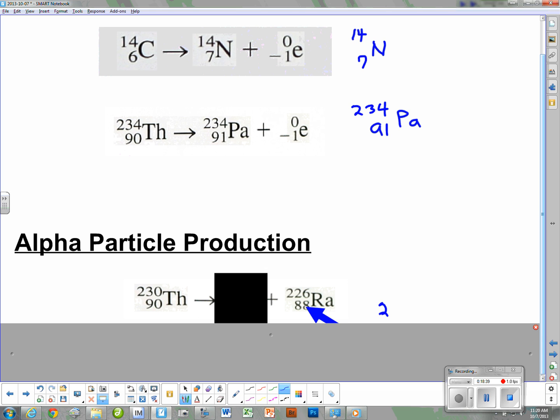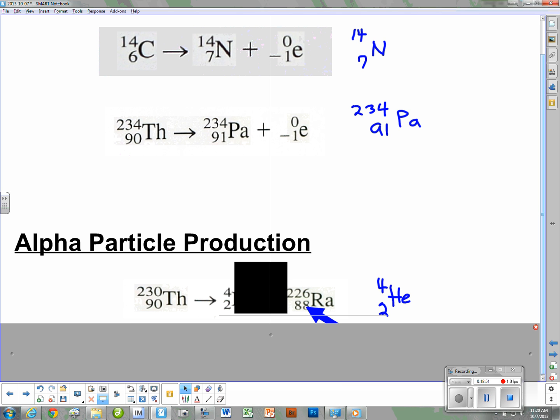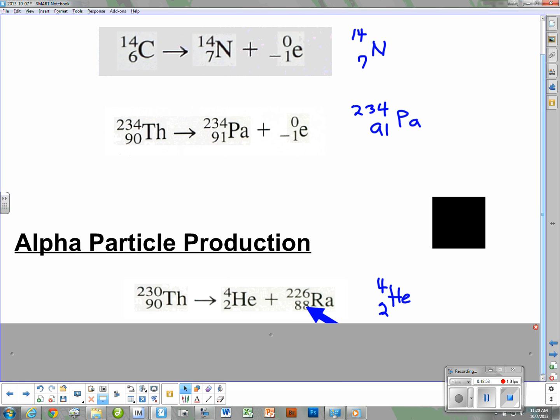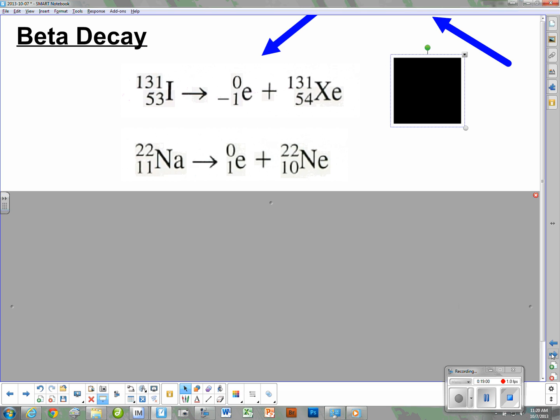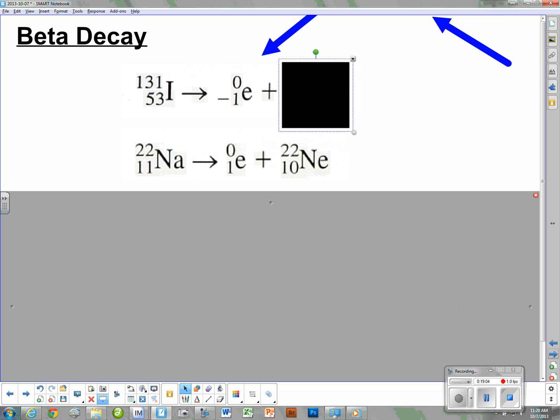What's the number going to be on the top? 4. And who does that describe? Who's element number 2? Helium. And this is who? What do we call that particle? Making sense? That's how you work this stuff. Here we go. Let's do a couple more here. Let's figure out this guy.